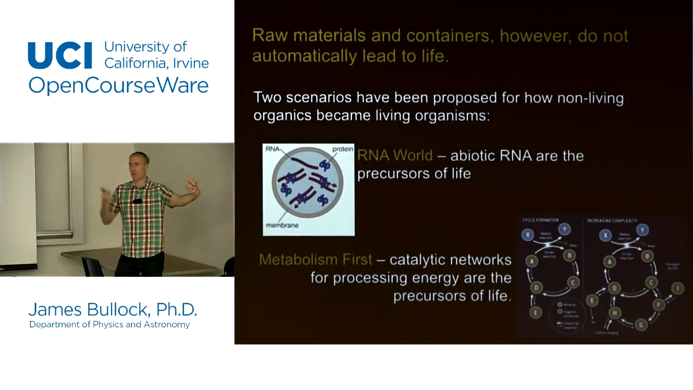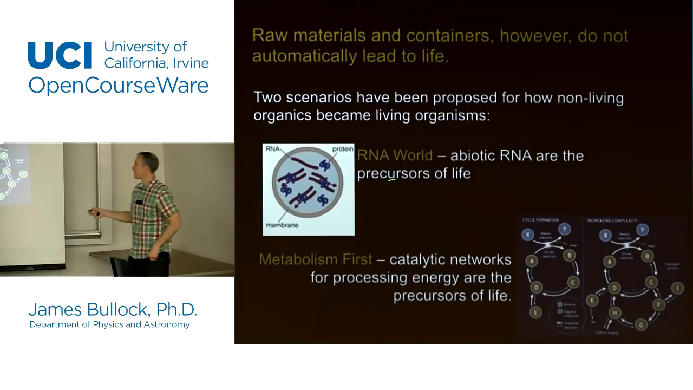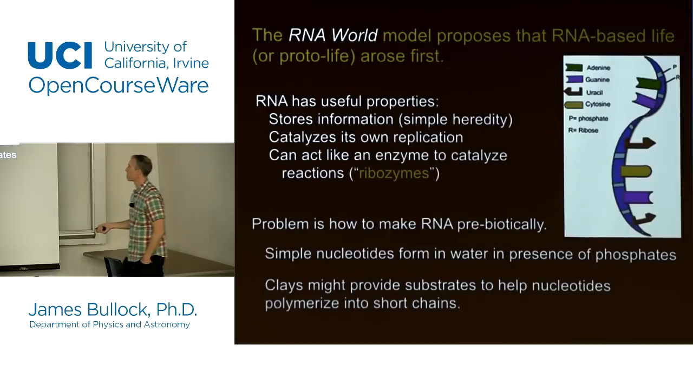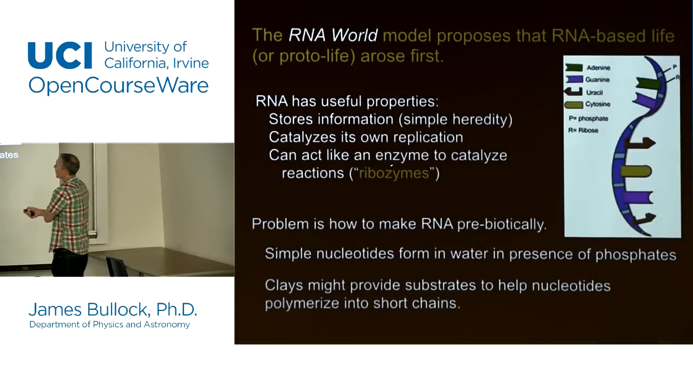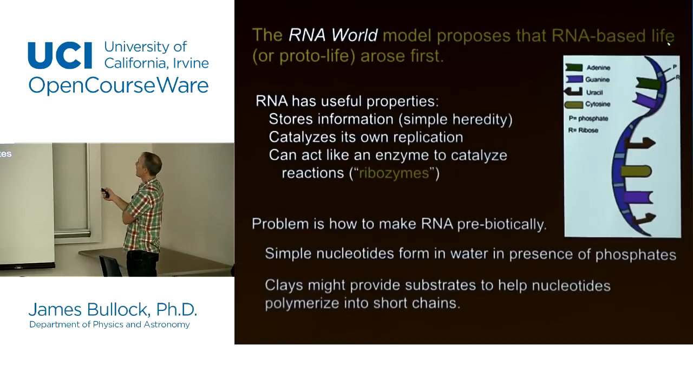So you have metabolism before you have heredity. So now you have an energy source, and then eventually that energy source gives rise to some heredity. So these are the two ideas that people talk about. An RNA world hypothesis is basically the idea that there was RNA-based life that came first, before DNA-based life.